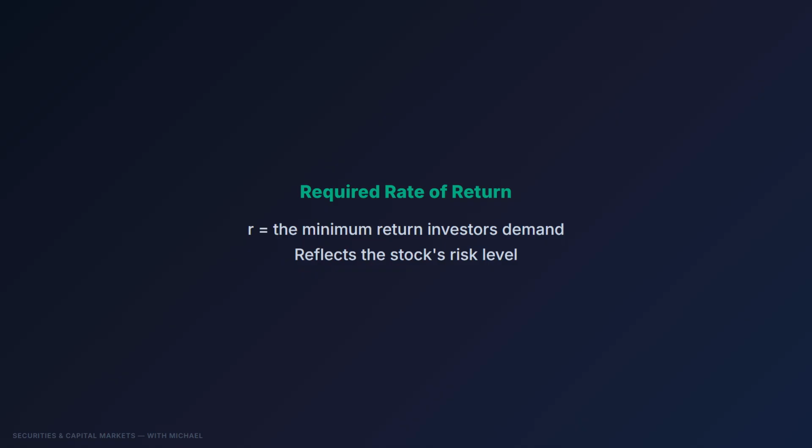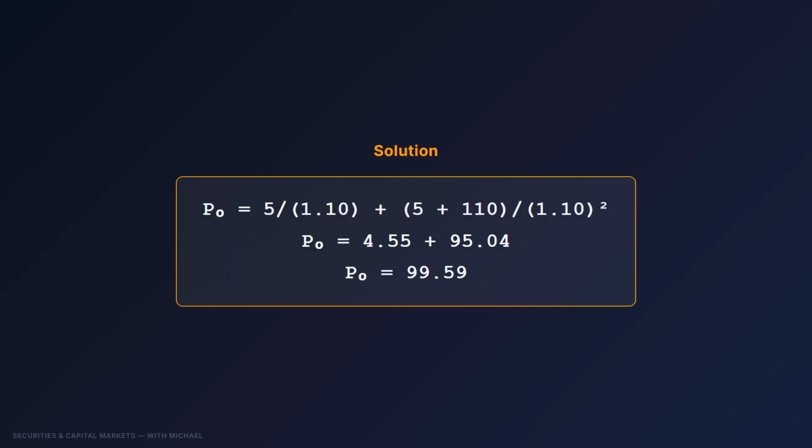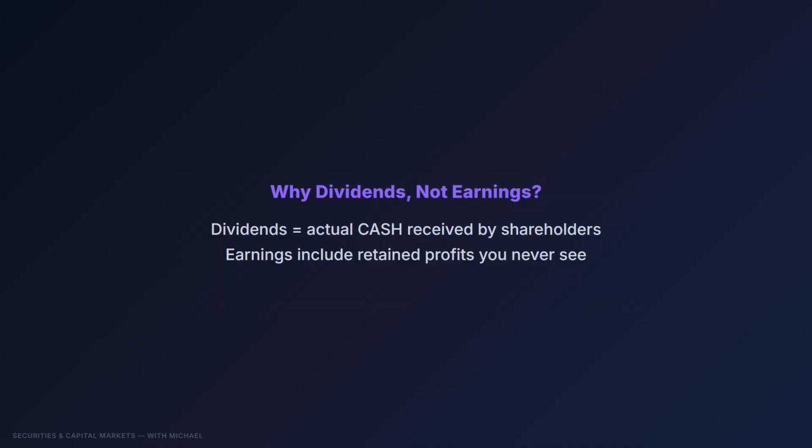Let's say you plan to hold a stock for 2 years. You expect dividends of 5 in each year and plan to sell it for 110 at the end of year 2. Your required return is 10%. What should you pay for this stock today? The stock price equals 5 divided by 1.10 plus 5 plus 110 divided by 1.10 squared. That gives us 4.55 plus 95.04 for a total of 99.59. So you should pay no more than 99.59 for this stock to earn your required 10% return.